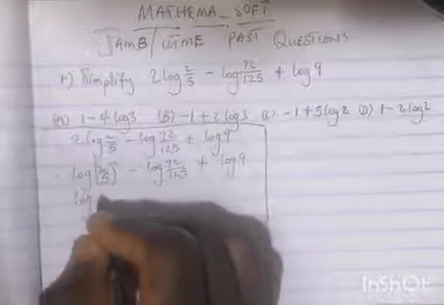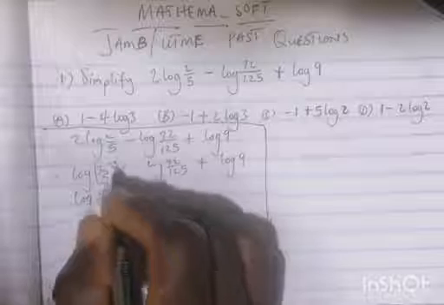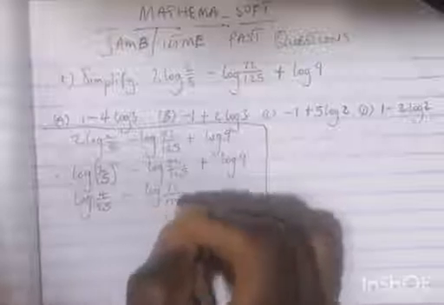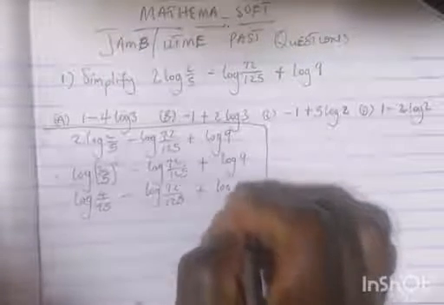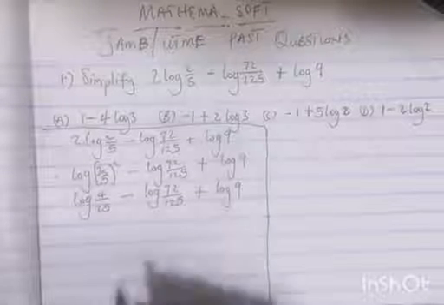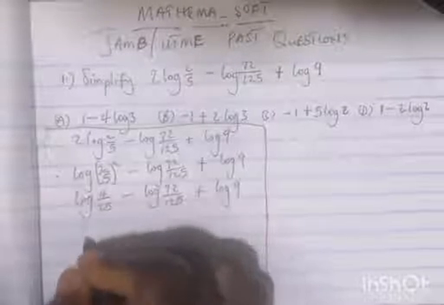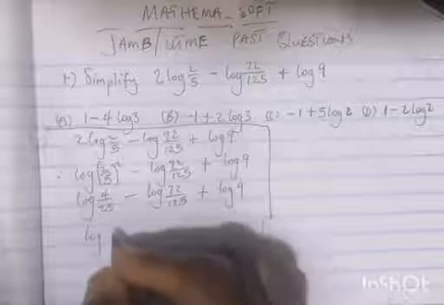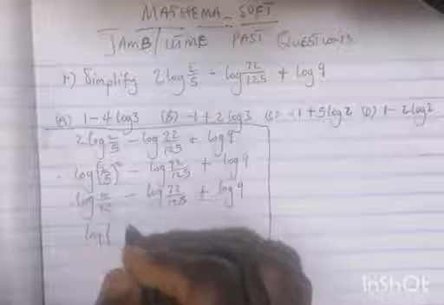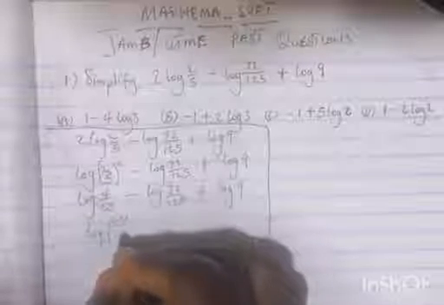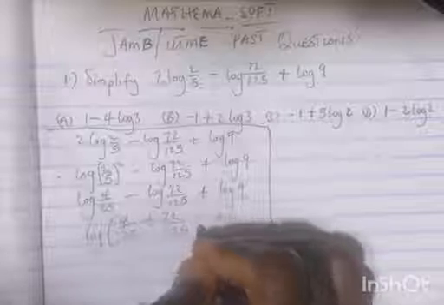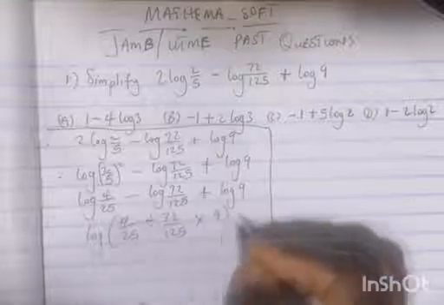Okay, and this becomes log 4 over 25, because 2 square gives me 4 and 5 square gives me 25, minus log 72 over 125 plus log 9. So according to the laws that guide us on logarithm, since the base of this logarithm is the same, this minus will become division, that's divided by 72 over 125, and plus here will become multiplication, so that will be times 9. Okay, so this is what we have.